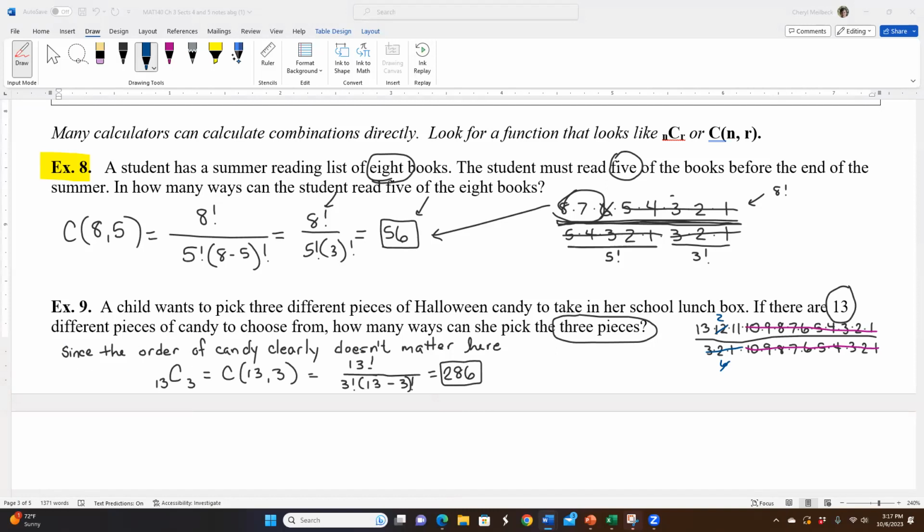So since the order of the candy clearly doesn't matter here, once again, this is a combination of 13 choose 3. So this is one way we can write it, or we can write C parentheses 13, 3. Using our calculator or Desmos, we can find the answer 286. Different ways she could select 3 pieces of candy. Now, if you've done it by hand, you would have wound up canceling a lot and multiplying 13 times 2 times 11 to get that 286 also.